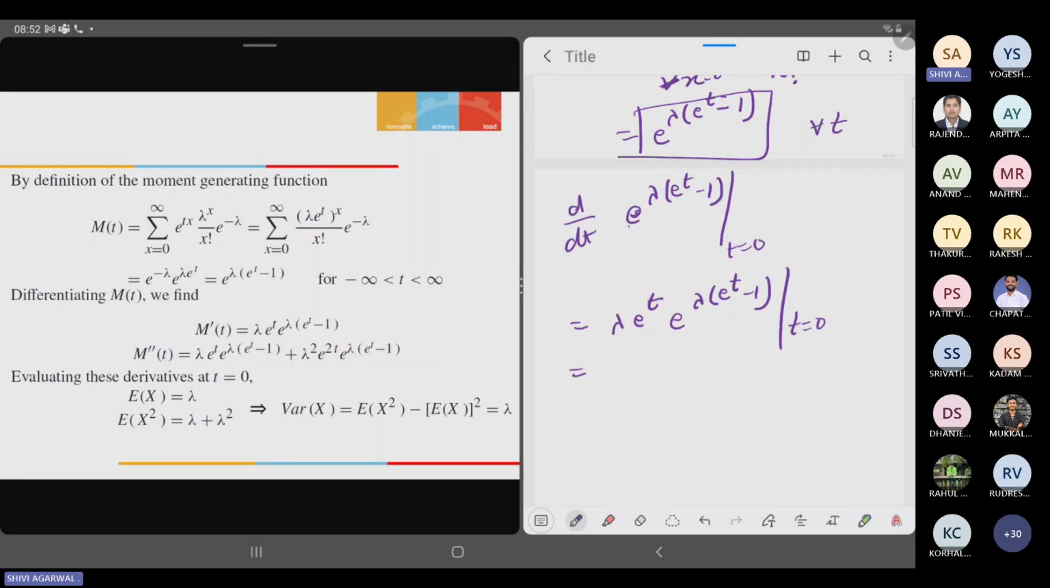Put t is equal to 0. So here it will become lambda e to the power 0 times e to the power lambda e to the power 0 minus 1. So e to the power 1 minus 1 is 0. So it will become lambda into 1 into 1, so it is equal to lambda. Now you got it?